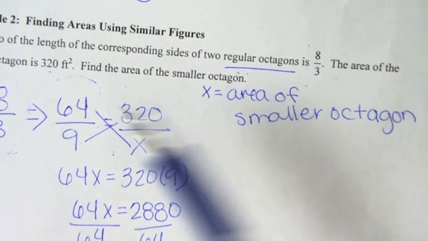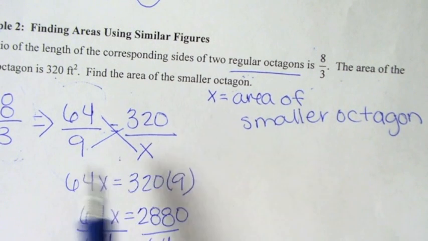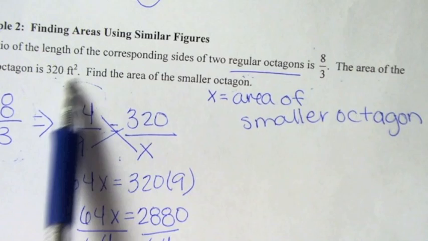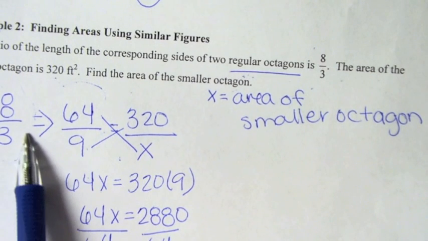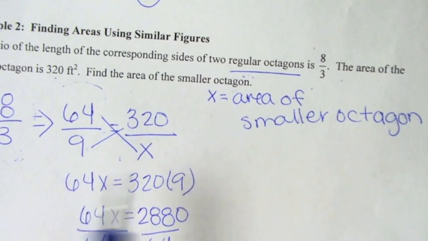So we set up a proportion. When you set up your proportion, make sure that you have area or perimeter, depending on which one the problem is asking you for. That's very important to keep in mind.